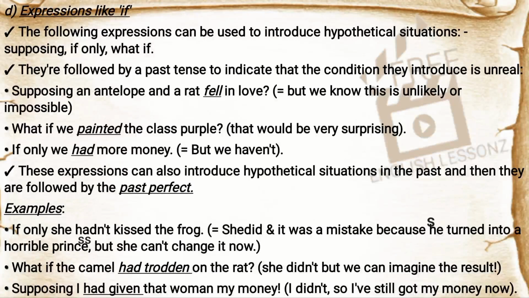D. Expressions like if. The following expressions can be used to introduce hypothetical situations: supposing, if only, what if. They're followed by a past tense to indicate that the condition they introduce is unreal. Examples: Supposing an antelope and a rat fell in love. Equals: but we know this is unlikely or impossible. What if we painted the class purple? That would be very surprising. If only we had more money.